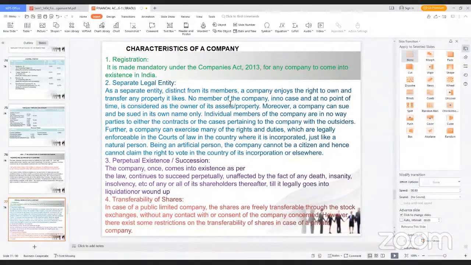Individual members of the company are in no way parties to contracts or cases pertaining to the company with outsiders. Further, the company has a court of law in every country where it is incorporated, just like a natural person. And being an artificial person, the company cannot be a citizen and hence cannot claim the right to vote in the country of its incorporation or elsewhere.